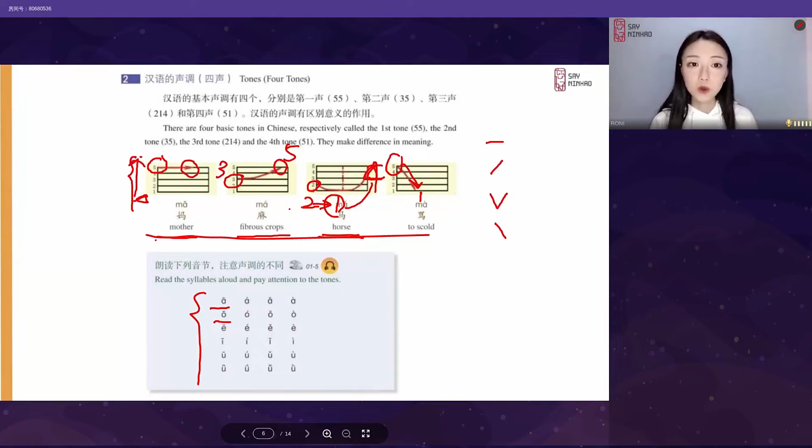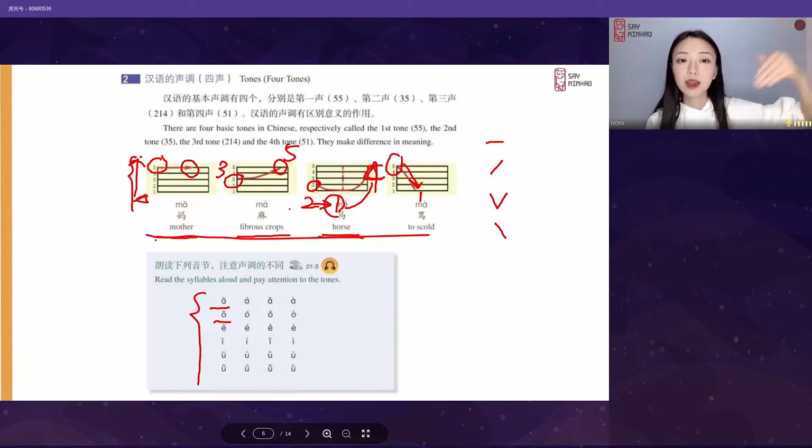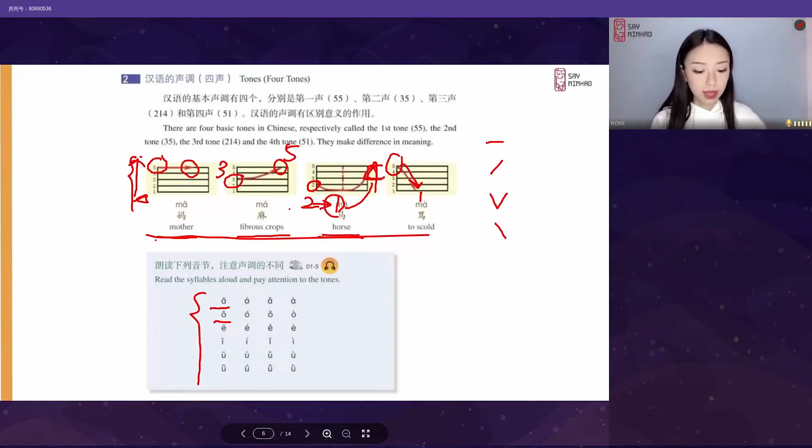Last one is yu. Okay, first tone, yu. Second tone, yu. Third tone, yu. And last one, fourth tone, yu. Very good, excellent. Now we've seen how to read our tones.